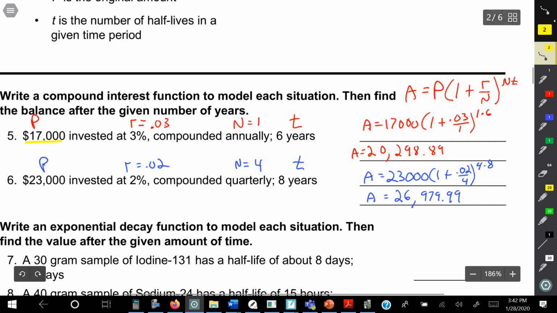Okay, so you just plug it into your formula. The principal is 17,000. The rate is 3%. Annually is 1. N is 1, and T is 6 years. So I plug those pieces in the right spot there.